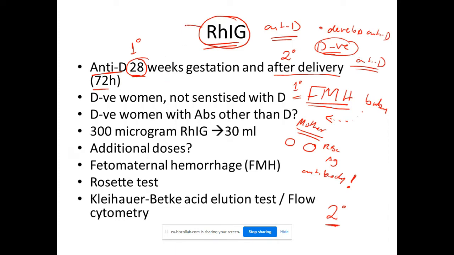What kind of candidate, what kind of pregnant woman should receive RhIG? Do you think a D positive woman? D negative woman. Excellent. So this is the first thing. It should be negative.